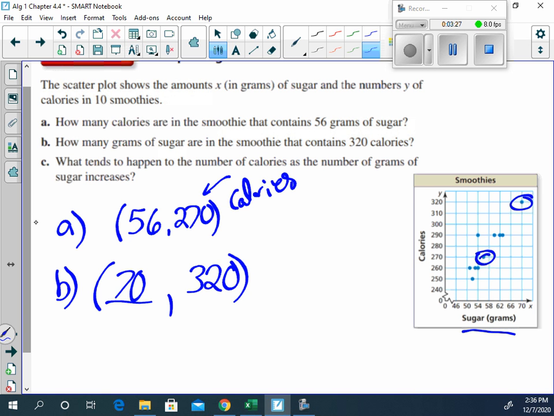Now, what trend happens to the number of calories as the number of grams of sugar increases? As we increase the grams or the amount of sugar, what's happening to the calories? It's going up, yes? Would the data on this chart, would our scatter plot prove this? Would it show that this is increasing? As sugar increases, calories increase because it is increasing. Yes.